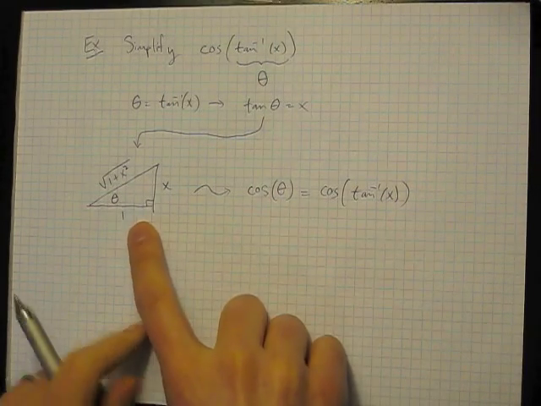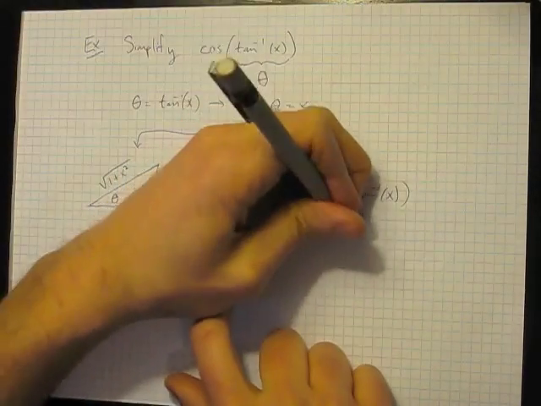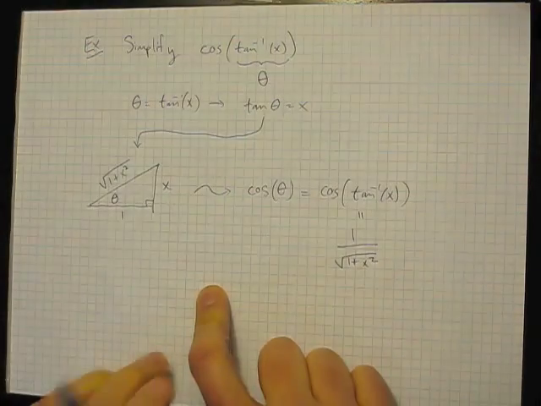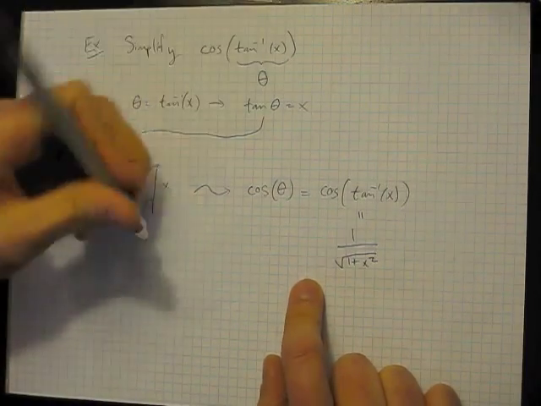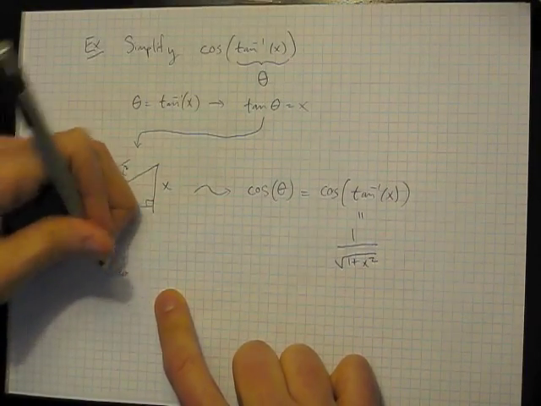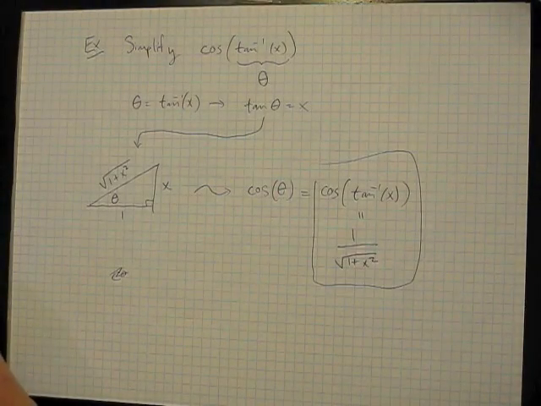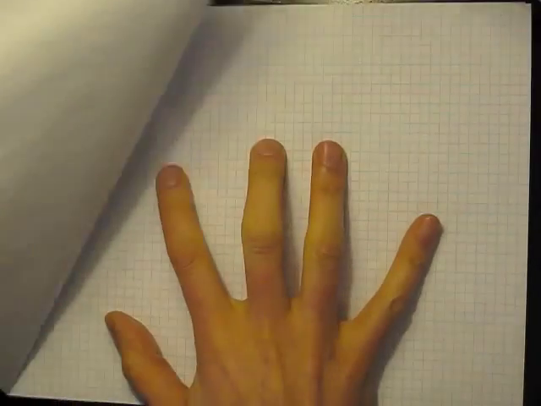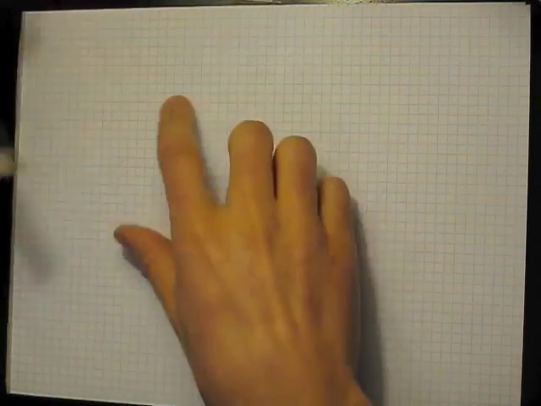So the cosine of that angle is the adjacent side over the hypotenuse. So this is 1 over the square root of 1 plus x squared. So this is the answer. We've simplified this, so the cosine, well, we have it right here. This is that simplified. All right, let's take a look at a few other examples.